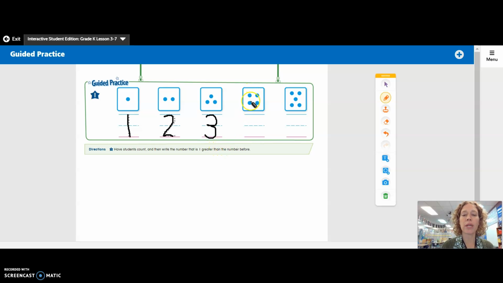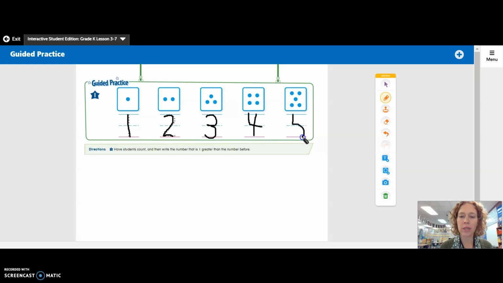Let's count. 1, 2, 3, 4. So let's make a 4. Little line, big line down. All right, what is 1 more than 4? Let's count. 1, 2, 3, 4, 5. So let's make a 5.